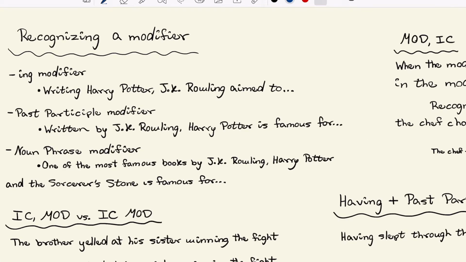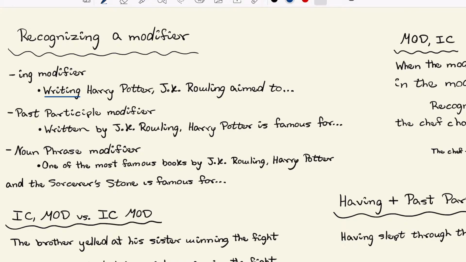Recognize a modifier. So there's a couple different types of modifiers. One is the ing modifier. For example, in the sentence, "Writing Harry Potter, J.K. Rowling aimed to..." In this sentence, "writing" would be the modifier because it's the ing word and it's also adding additional information to what J.K. Rowling aimed to do when writing Harry Potter.